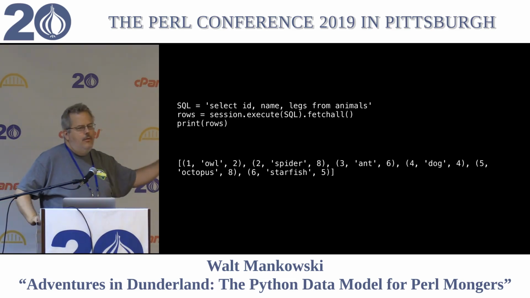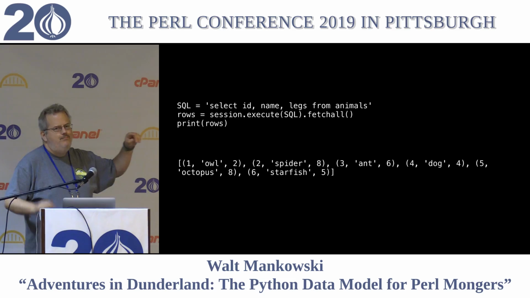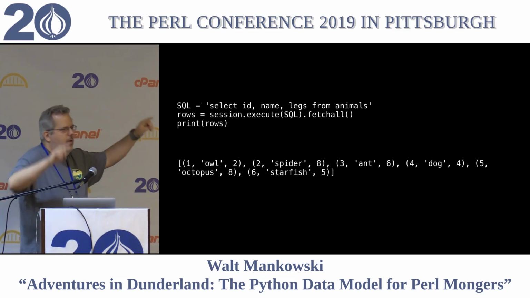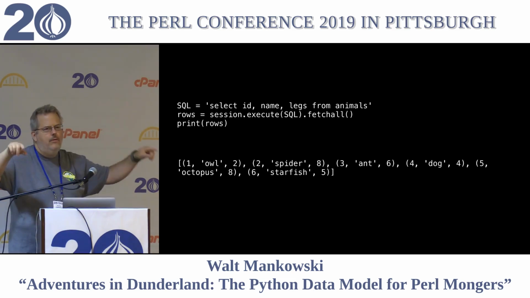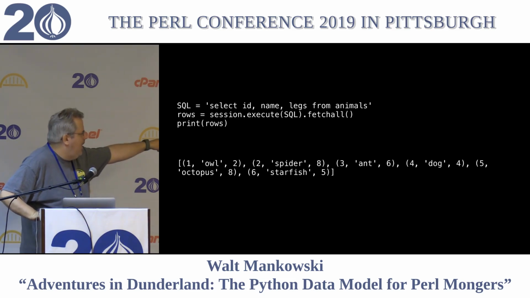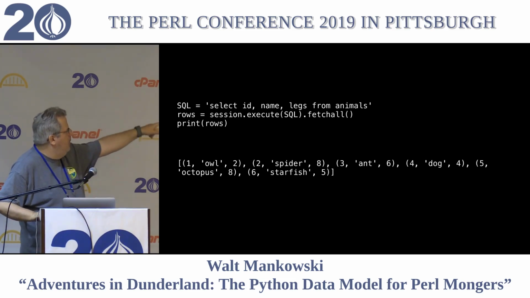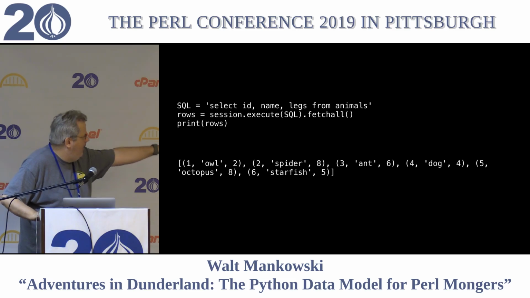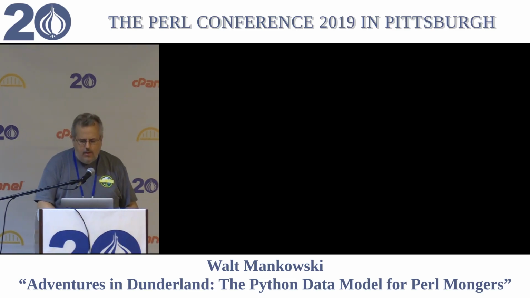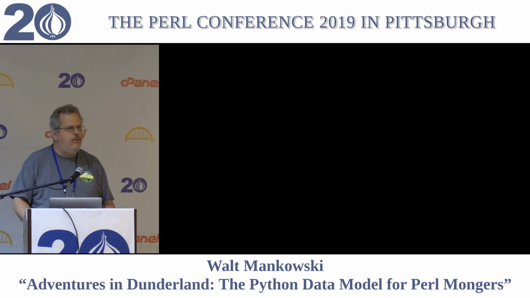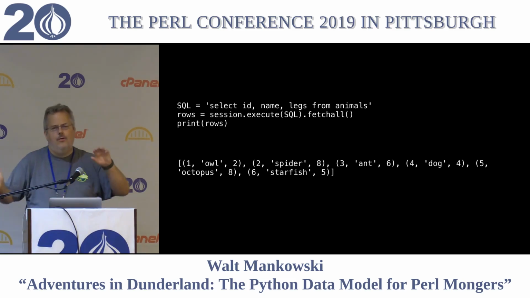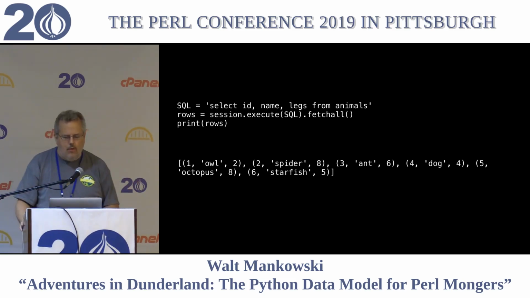There are 2 different kinds of lists: lists and tuples. The differences aren't all that important here, except that tuples have parentheses around them, and lists have square brackets around them. So that is a list of tuples, and every one of the tuples is one of the rows that got pulled out. The first one is the owl, and then the spider, and the ant, and so on. All right? So what I want to do is turn this into JSON, because we're writing microservices and we have to output JSON to the thing that's calling us.